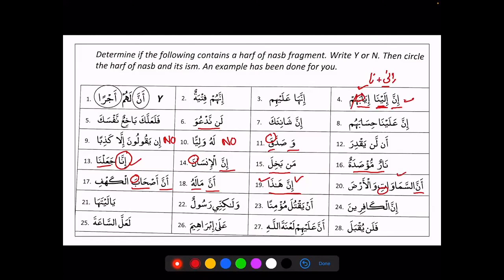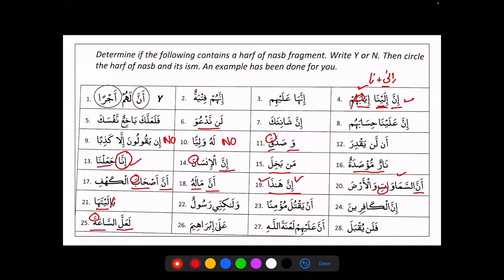Ya laytaha. Yes, so you're going to ignore ya. Layta, we know layta, right? Layta is harfu nasab and ha is its ism. Okay, so ya laytaha, again there is a big regret. May Allah save us from any regret on the day of judgment. La'alla sa'ata. Yes, so la'alla is harfu nasab and sa'ata is its ism. Ismuha.